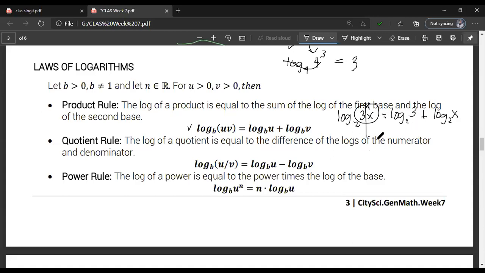And class, possible yan na humaba at humaba pa yan. Sige, gawa tayo ng mahaba. Let's take for example, the logarithm of PQRS to the base 3. So, paano siya i-rewrite? Logarithm of P with the base 3 plus logarithm of Q to the base 3 plus logarithm of R to the base 3 plus logarithm of S to the base 3. Dapat lahat ng product magiging plus pag gusto niyo paghiwalayin.